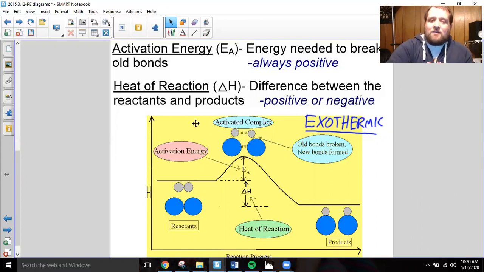So whereas the activation energy cares about how much we have to add to get over the hump, the heat of reaction ignores the hump completely. The heat of reaction is just, I started at one energy, I ended at another energy. What's the difference between them? It's like the net, the overall change. So the symbol for that is delta H.